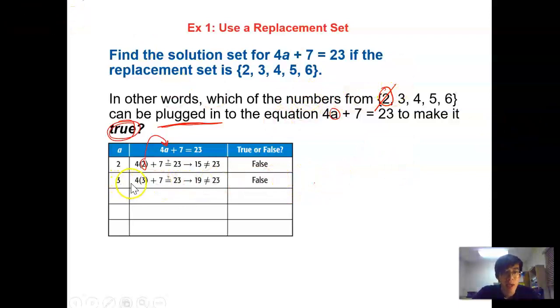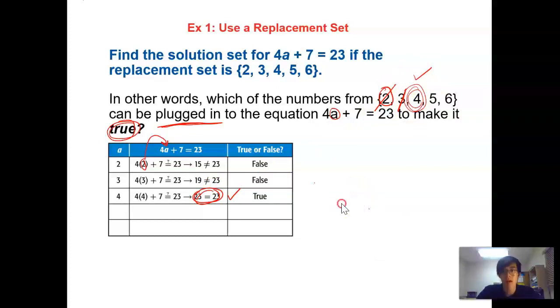So we had 3, right? We plugged 3 into the equation right here, and it ends up being 19, and that still doesn't equal 23, so that doesn't work. We plug in 4, so 4 times 4 is 16, plus 7 is 23. So this one works, right? Because it makes the equation true. 23 does equal 23, so we know for sure this one works.